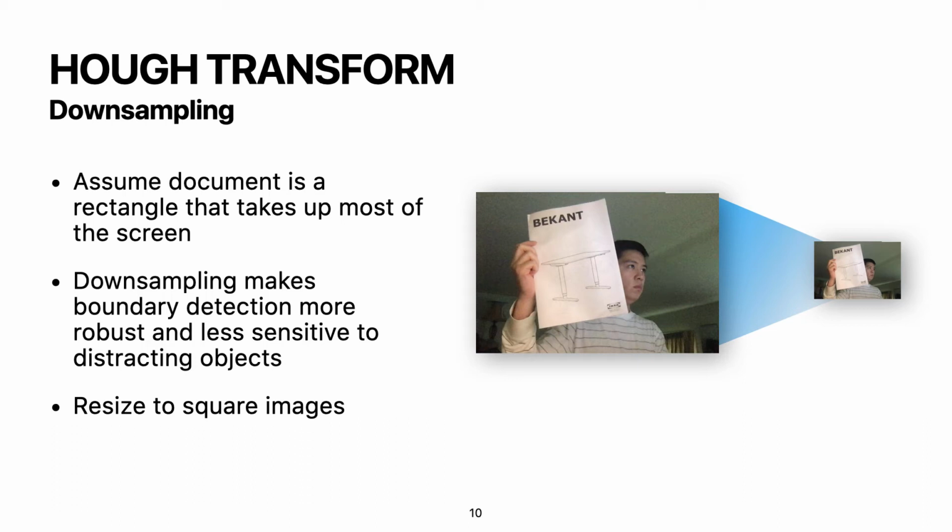Through experimentation, I also learned that because the document takes up most of the screen space, downsampling the image to a much smaller size actually makes this detection much more robust and less sensitive to a lot of distracting backgrounds. I also resize it into a square image if it's not square.